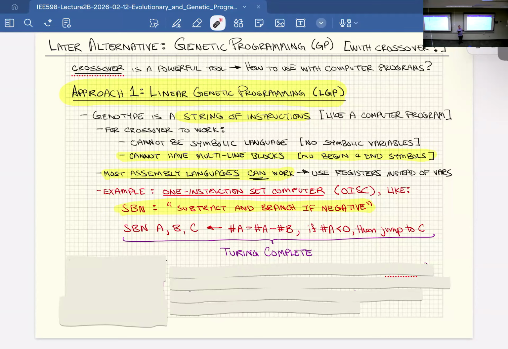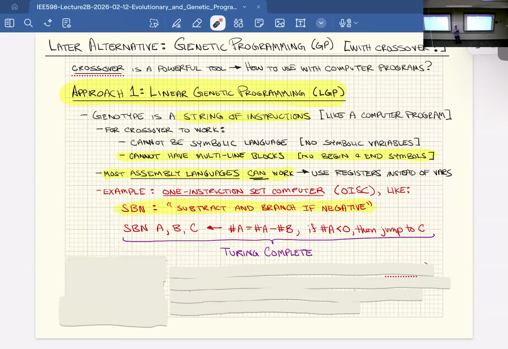But I like this one because it looks so much more biological: the one instruction set computer. There are a variety of OISCs, one instruction set computers. The most popular one, I would say, is SBN, subtract and branch if negative. So imagine an assembly language where it had one instruction, subtract and branch if negative. And this is what the instruction looks like.